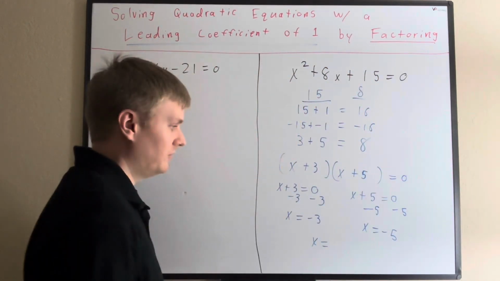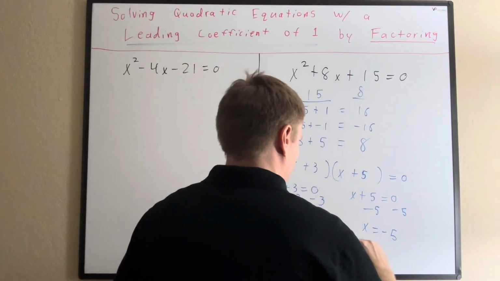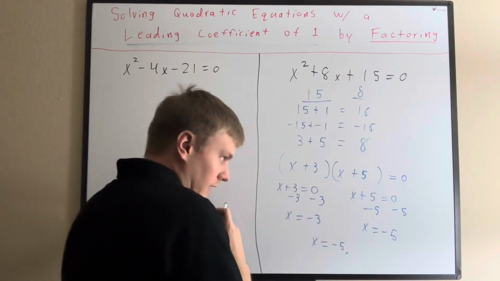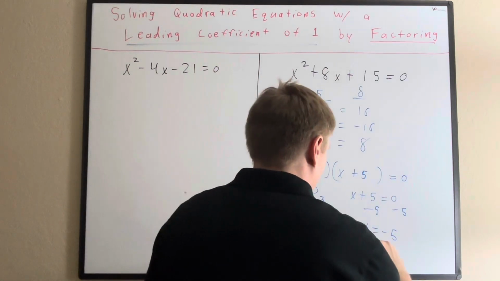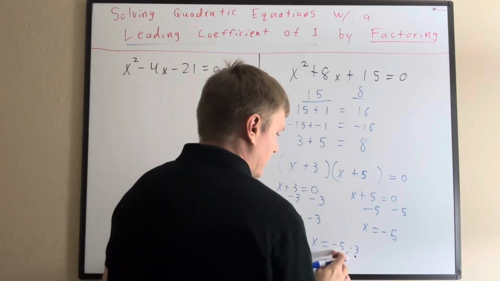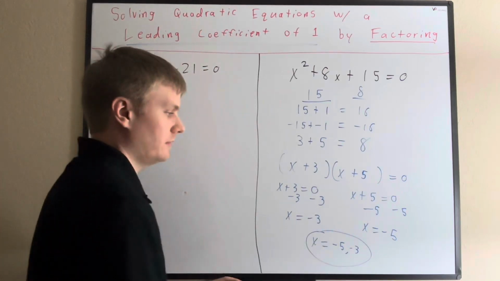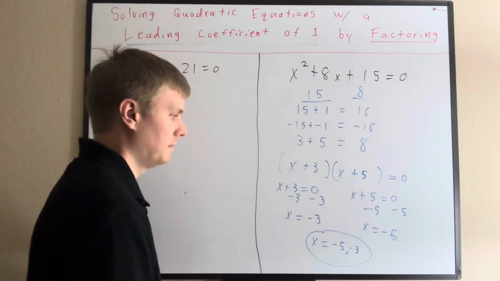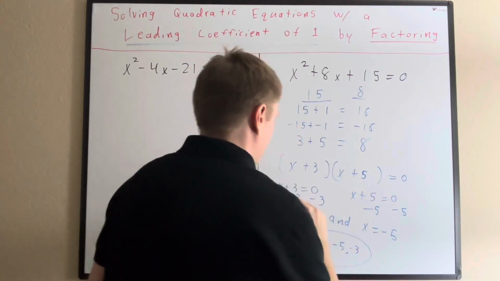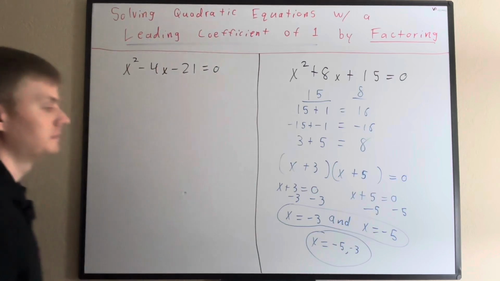Now, I didn't mention this before, but when listing your answers, sometimes teachers will prefer that you list them in order from least to greatest. So -5 is less than -3, so I put negative 5 comma negative 3. So x equals negative 5 and negative 3. Okay? Some teachers might just accept this: x equals negative 3 and x equals negative 5. That's fine too.